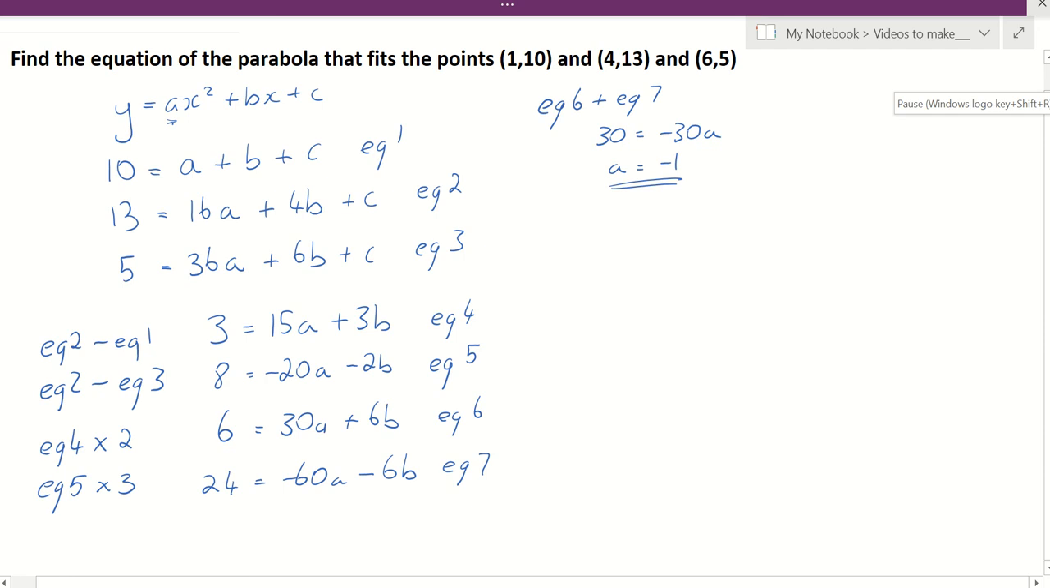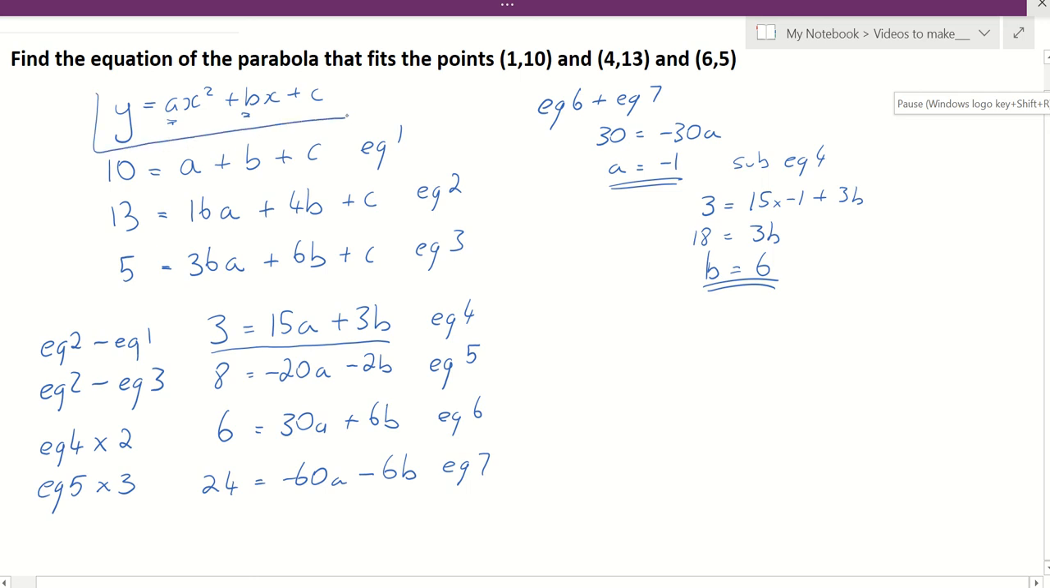I'm going to take this answer, a equals negative 1, and sub this into equation 4. You could sub it into anything. I'm just subbing it into equation 4, because it doesn't have a c, and it just means that I can, from here, solve for b. So I have 3 is equal to 15 times minus 1 plus 3b. This will be minus 15. Take it over to this side. It will be 18 is equal to 3b. Rearranging, b is equal to 6. So now I have 2 of the pronumerals from my general equation. All I need now is what is c, and I'll have the equation.